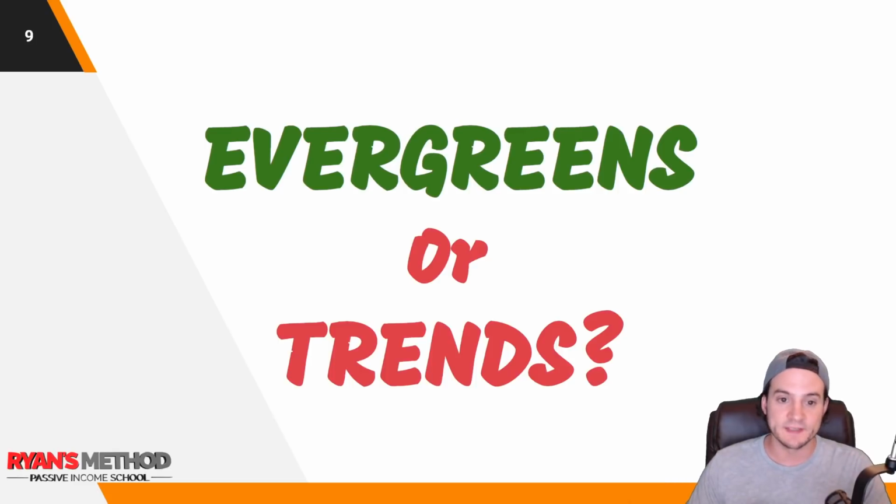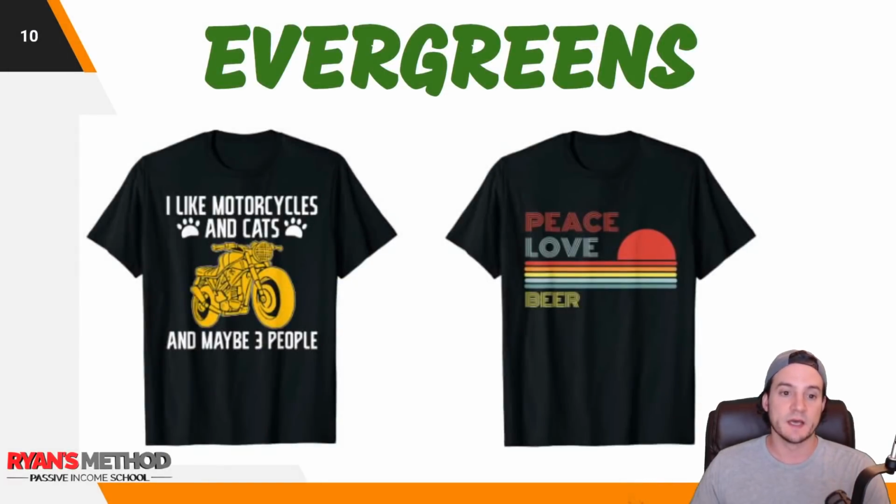But with evergreens, you're trying to build a base of products that you can expect a sale from, let's just say once a month. That's just a number I picked out of the air. In that case, you're trying to build a sustainable, recurring source of passive income with evergreens. Some examples of evergreens would be: I like motorcycles and cats and maybe 3 people. That's not tied to anything specific. Somebody can gift that to somebody for their birthday if they like motorcycles and cats, or maybe they just wear it themselves because they think it's funny, and that'll sell year round.